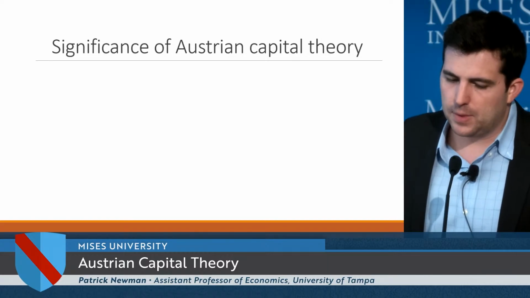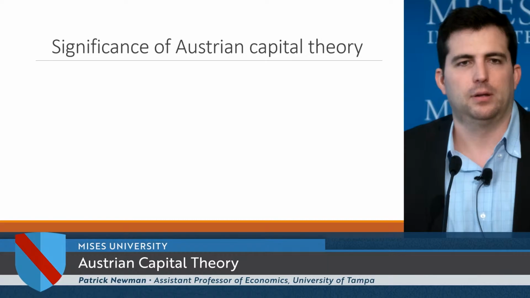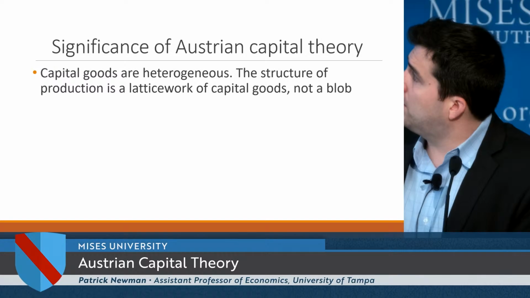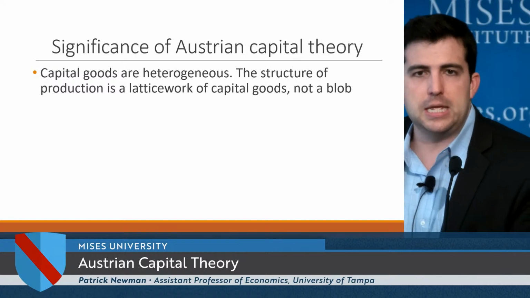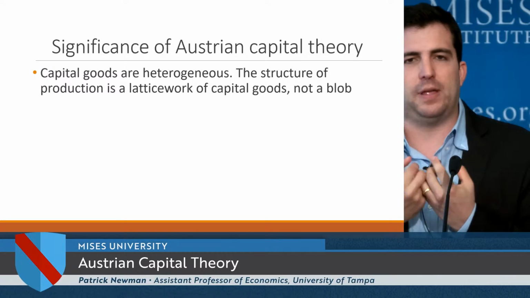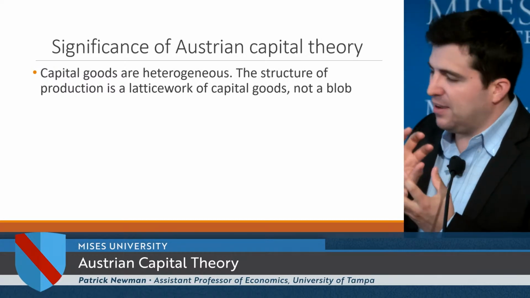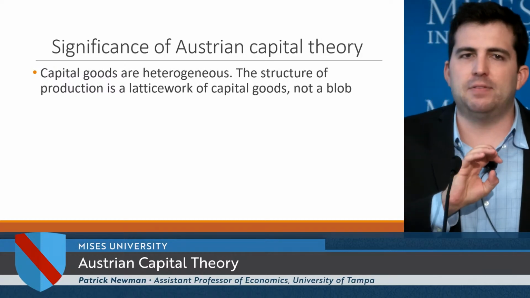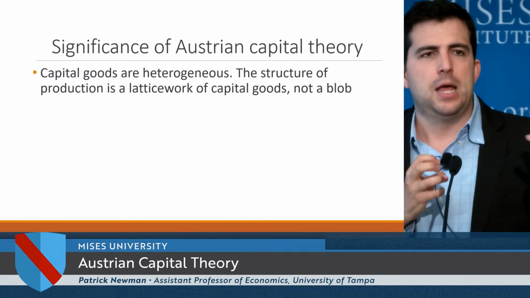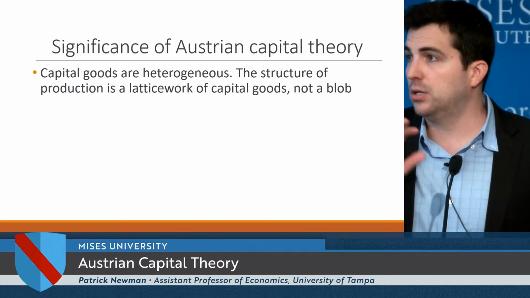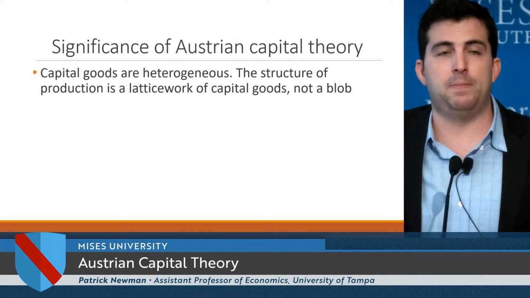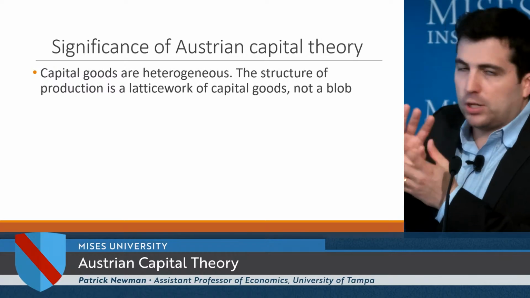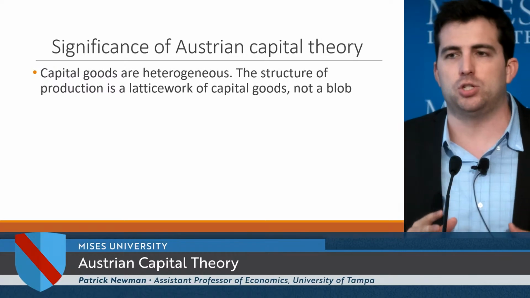Sort of finishing up here, what's the significance of Austrian capital theory? Well, the first thing is, as I mentioned before, capital goods are heterogeneous. The structure of production is what Austrians call a lattice work of capital goods. It's not a blob. It's better to think of capital goods as like a puzzle. They all fit together. And the task of the entrepreneur is to combine capital goods with other capital goods to produce either a capital good or a consumer good that people value. So this lattice work, this structure, this puzzle is constantly changing.